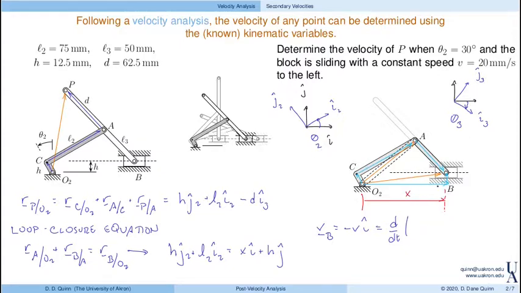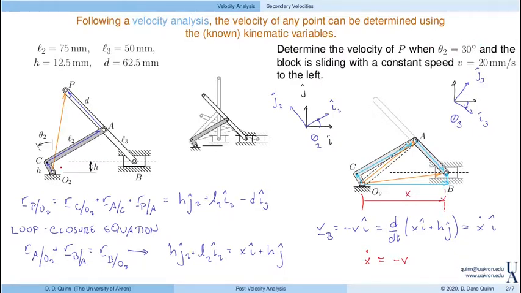So here the position of B with respect to O2 is x in the I direction plus h in the j direction. So when I take this derivative, this simply becomes x dot in the I direction. So now comparing this given part of the problem statement with the velocity of B in terms of the coordinates that we defined, we find that x dot is equal to minus v. X dot equals minus v is our known velocity condition, while for the configuration, the known condition is theta 2 is equal to 30 degrees.